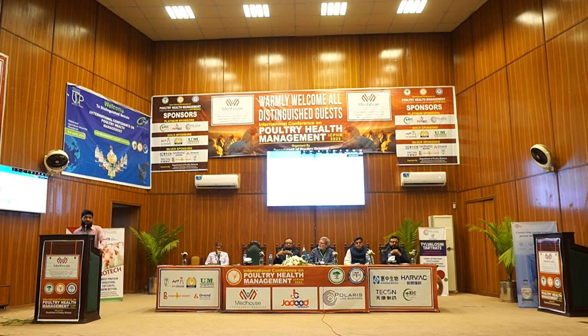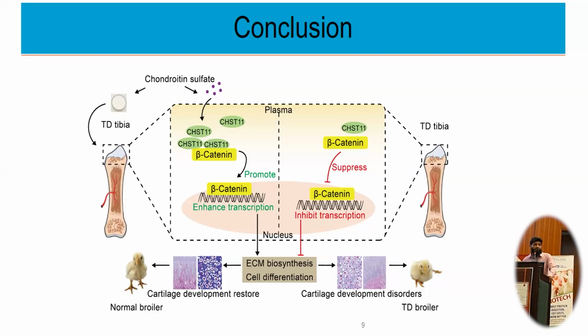But when we administer chondroitin sulfate, CS, it regulates and normalizes the expression of CST11. When the expression of this gene is normalized, it will enhance and promote the expression of beta-catenin protein, which will enhance the transcription processes. Ultimately, normal ECM biosynthesis and cell proliferation will start, which indicates the cartilage development process.